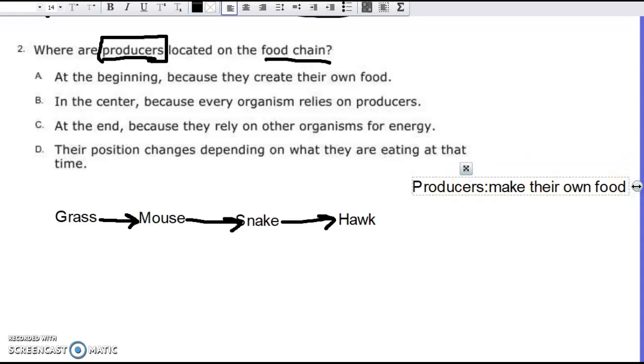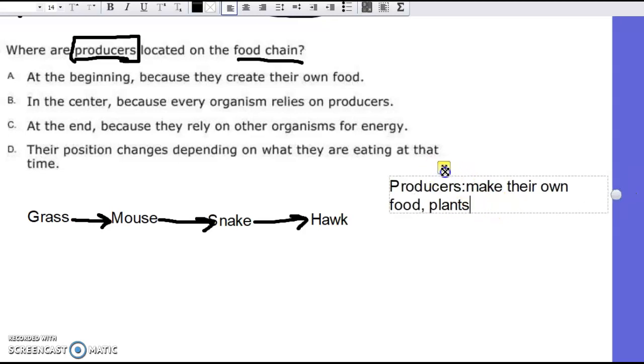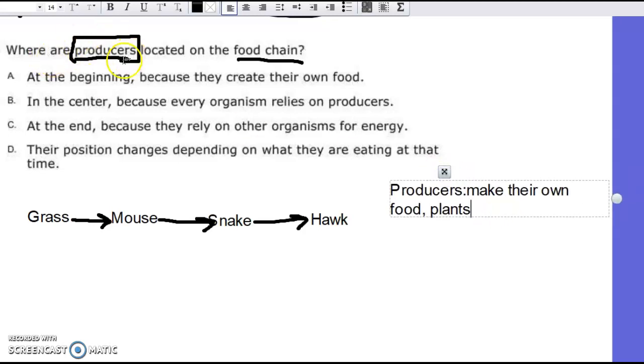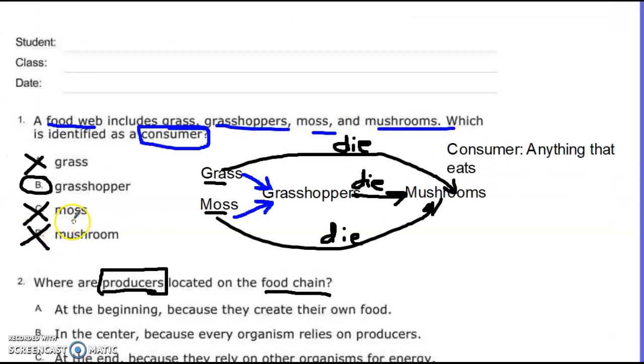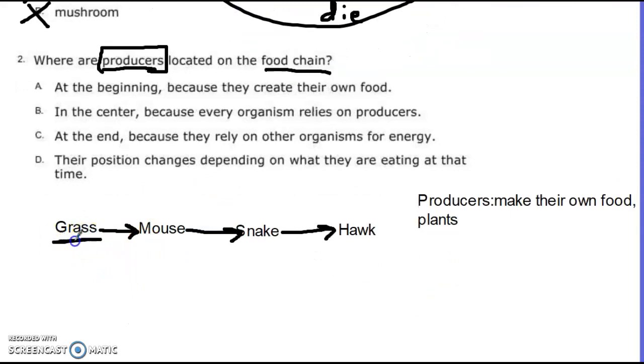They are literally plants. Let's crunch that back in. There we go. Producers make their own food. They're plants. Now, where are the things that make their own food on a food chain? Here's our food chain. You tell me where it is. I see it. It's literally right here. Right here. It's at the beginning.